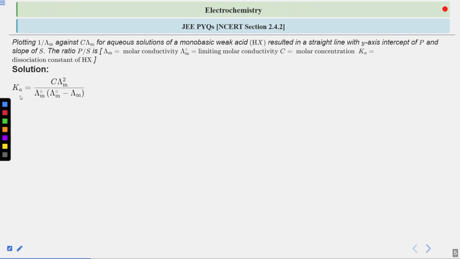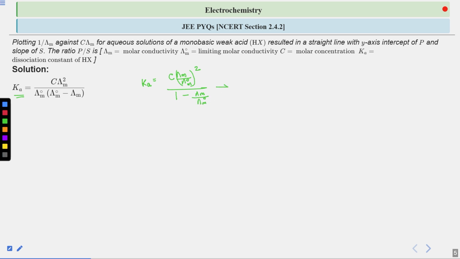So now we simplify it more. We have C alpha square upon 1 minus alpha, where alpha we have put as lambda m by lambda m naught. Now we simplify it. So the equation will become C lambda m whole square divided by lambda m naught multiplied by lambda m naught minus lambda m. Now how do we arrive at this? We have taken that Ka equals C times lambda m by lambda m naught square, right? C alpha square upon 1 minus alpha, that means 1 minus lambda m by lambda m naught.